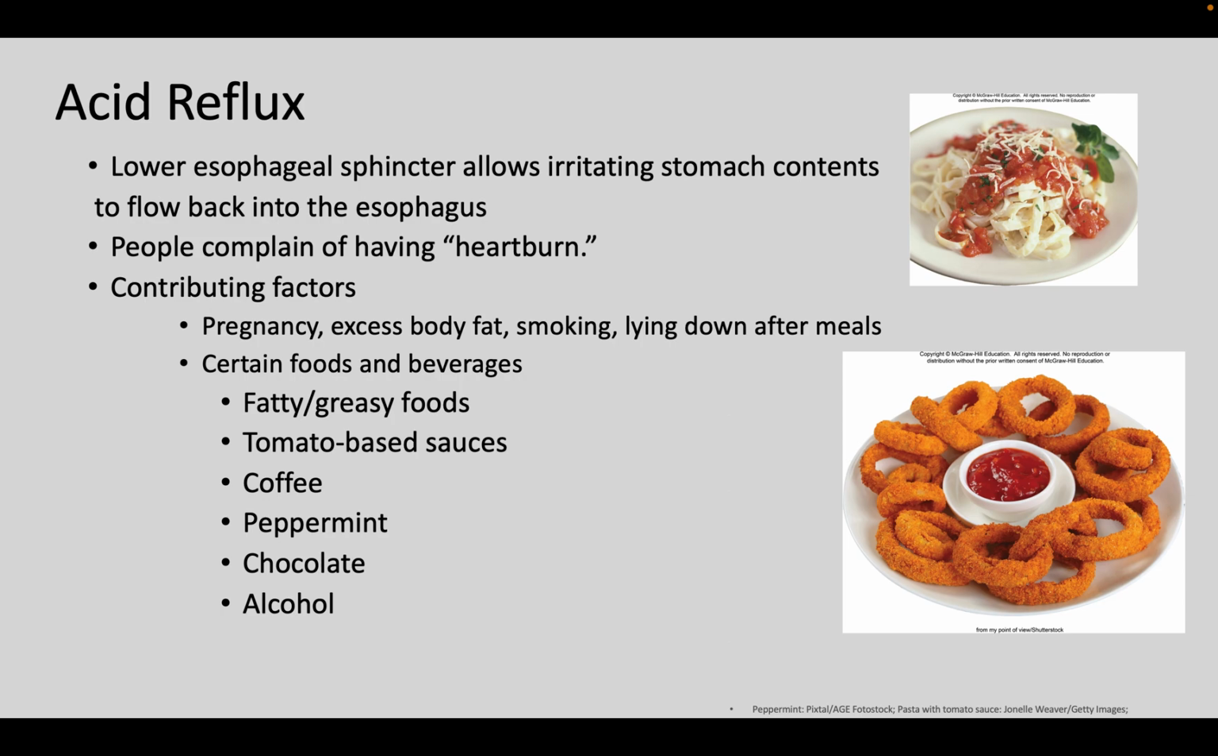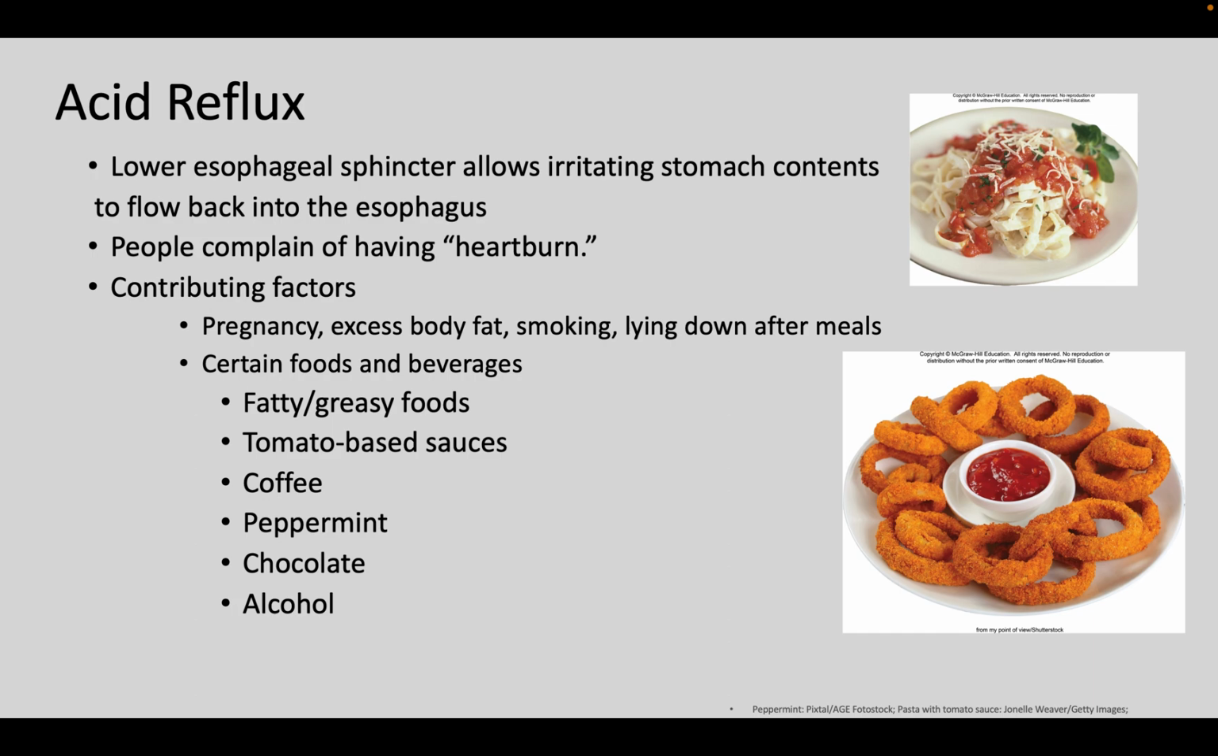Acid reflux is another common digestive disorder. We may know it as heartburn. We've all seen the adverts on TV for antacids, but we can control heartburn if we limit foods that are high in fat. Think French fries or onion rings. Tomato-based sauces, think spaghetti and meat sauce, or heaven forbid, chocolate. All of your favorite foods, right?